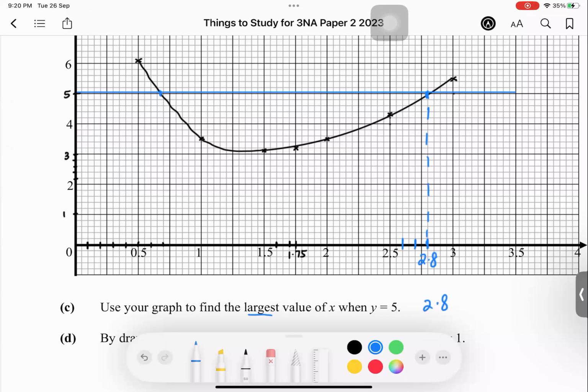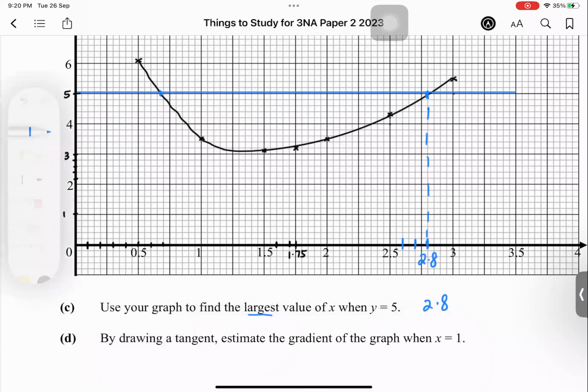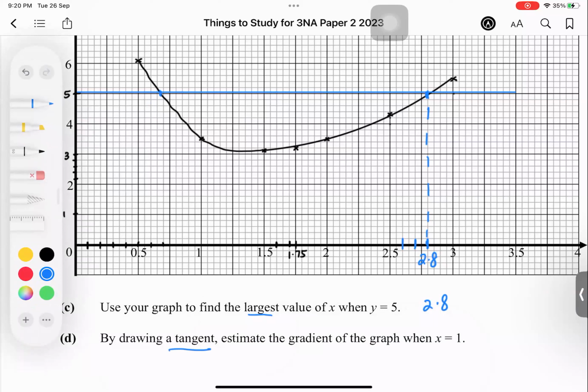Around there, plus minus. Sometimes teachers can be very stingy. They don't give a lot of marks. They don't give a wide range for this. So you might need to be more accurate, with a sharper pencil. Whether the teacher tells you to draw a tangent or not, when you see the word gradient, it means you need to draw a tangent line.